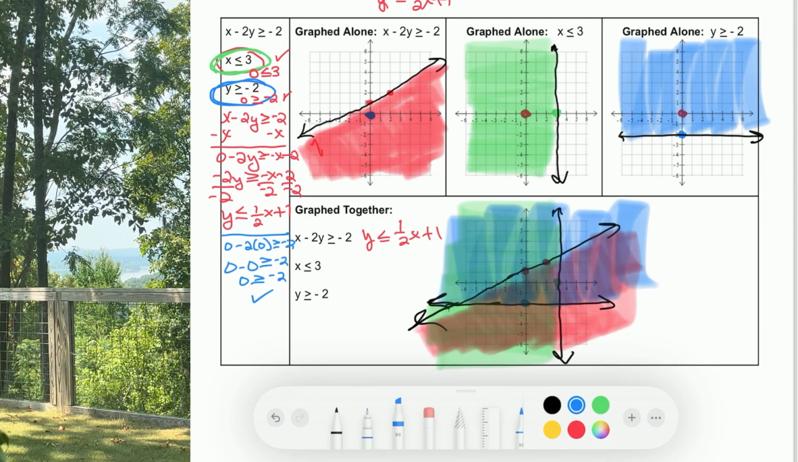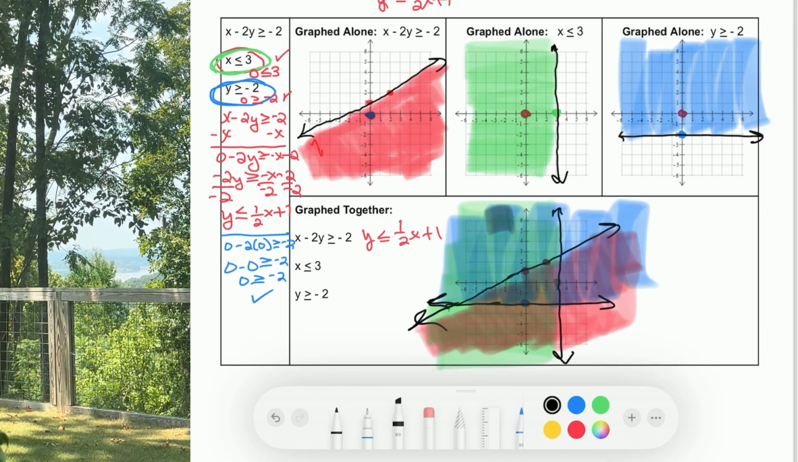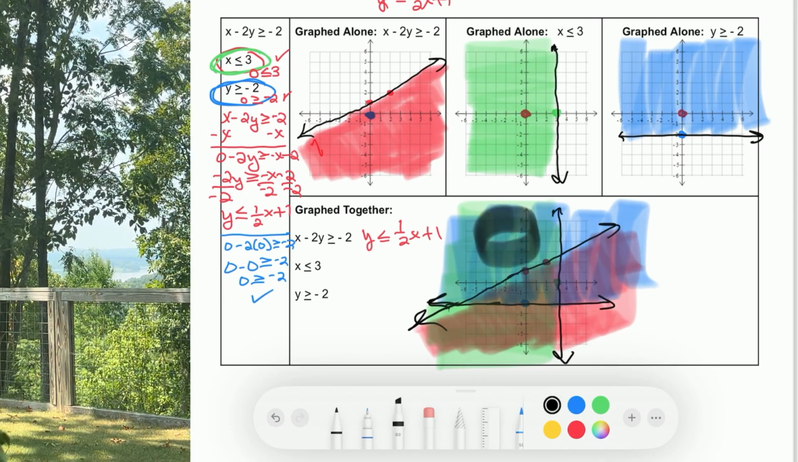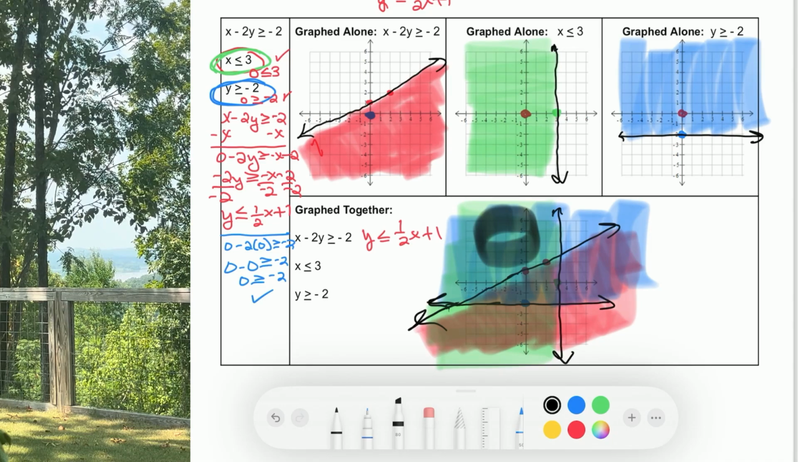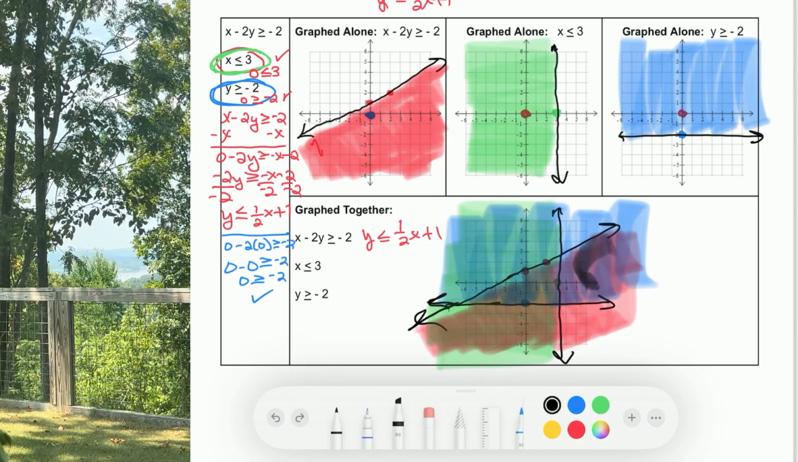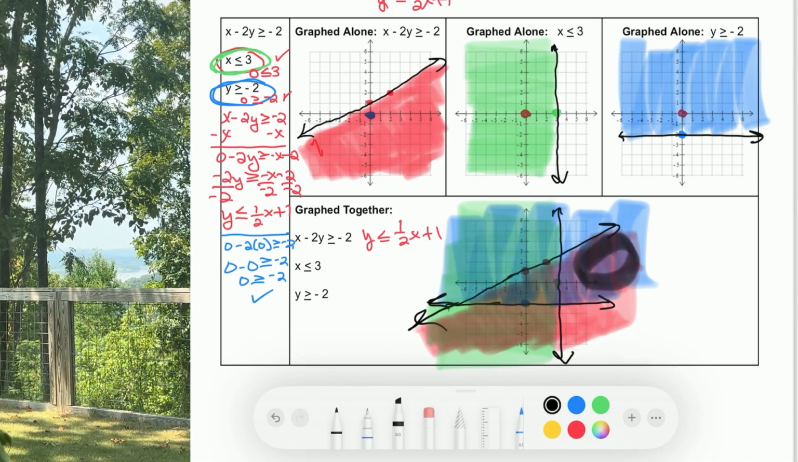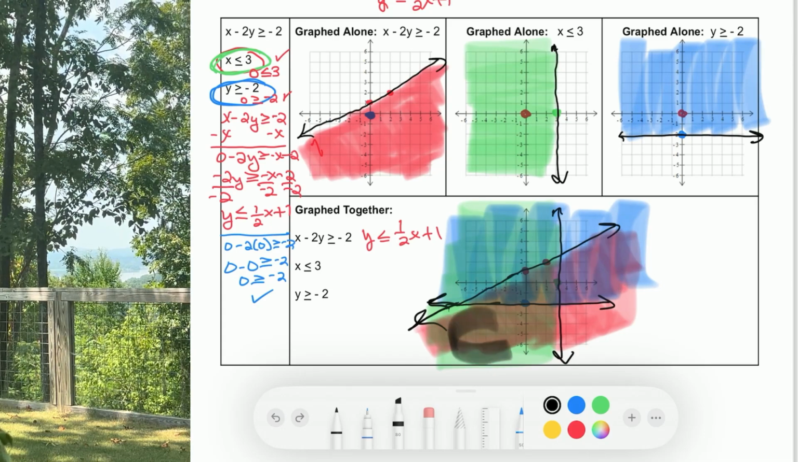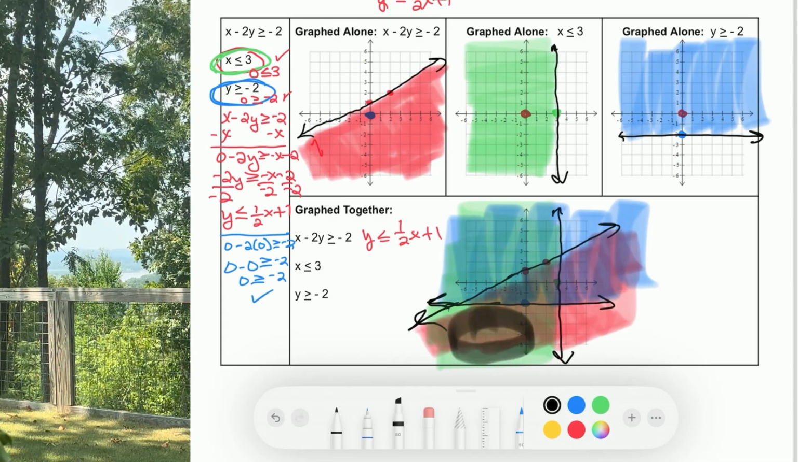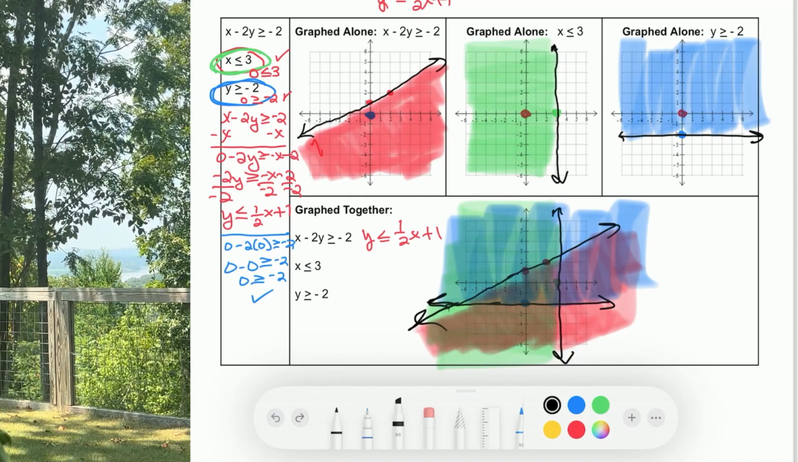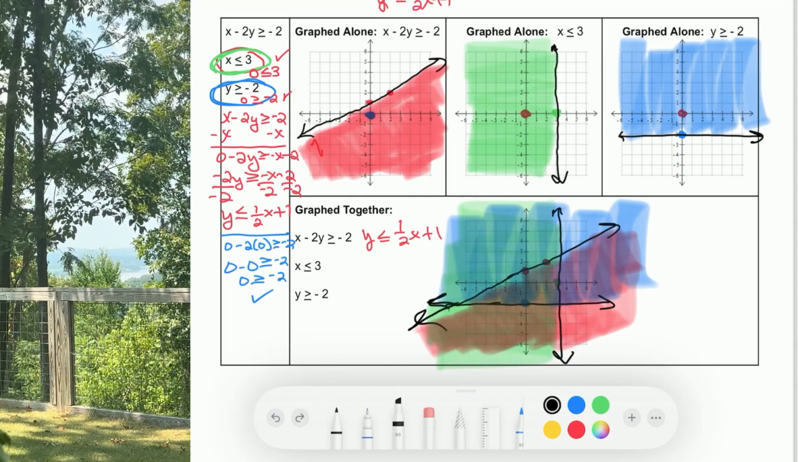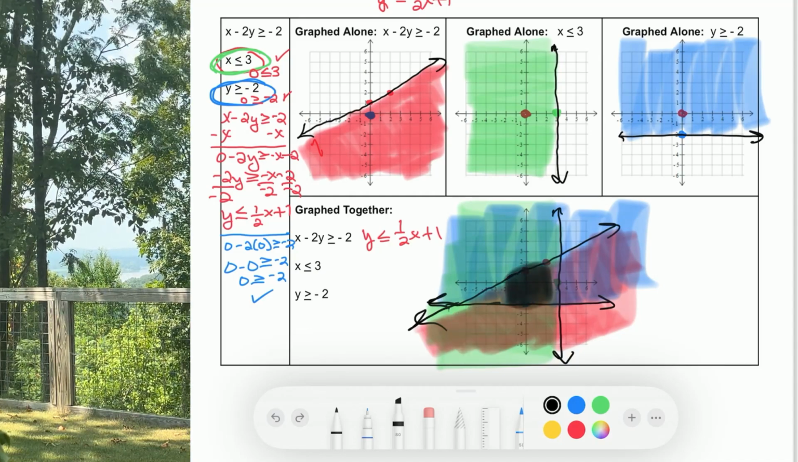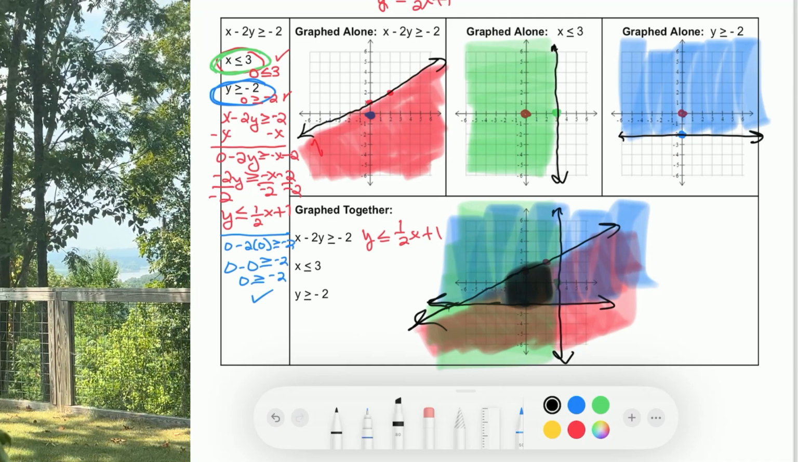All right, so in this location, we only have blue and green. We don't have the red, so that's not our solution area. This area, we have blue and red, but no green. So that's not our solution area. This one, we have red and green, but no blue. So that's not our solution area. The only area that we have all three is right here in this middle area, this triangle.